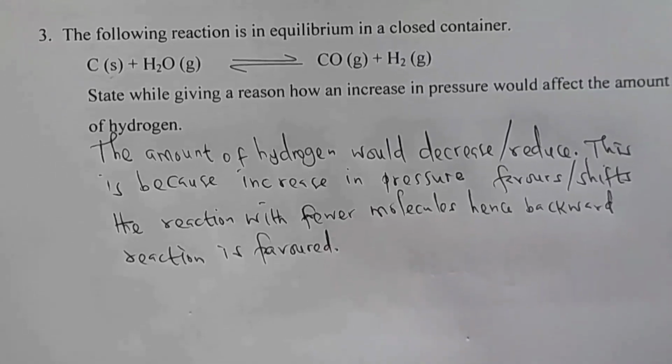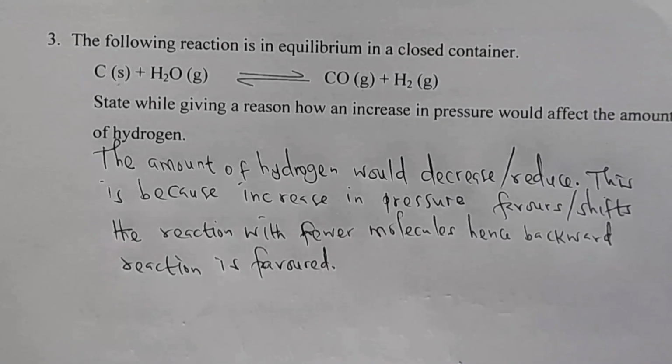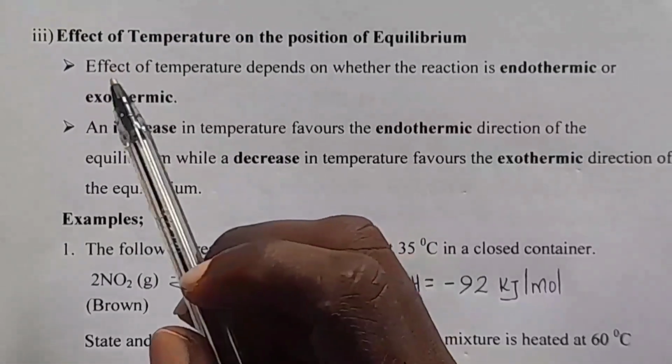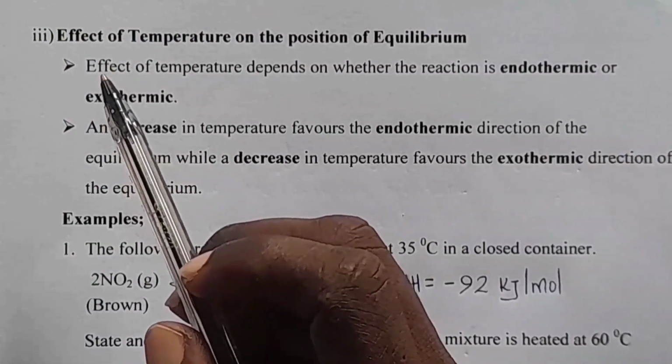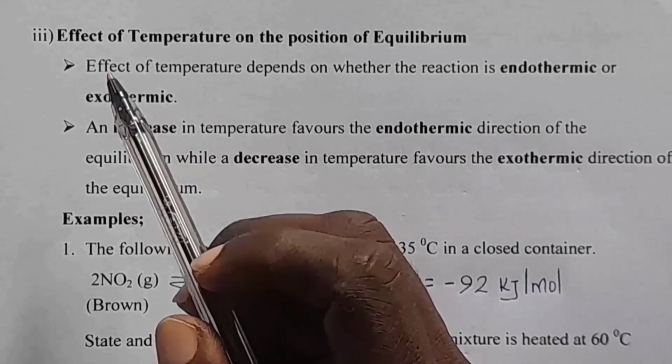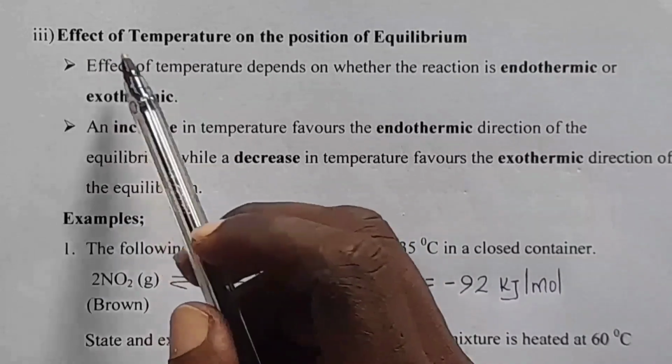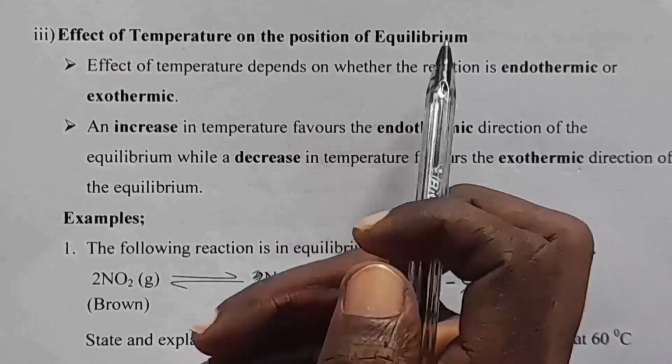Full stop. That is our reason why the amount of hydrogen will decrease. So next we are going to go to Room 3. That means factors affecting equilibrium. The third factor is temperature. So we want to see the effect of temperature on the position of equilibrium.